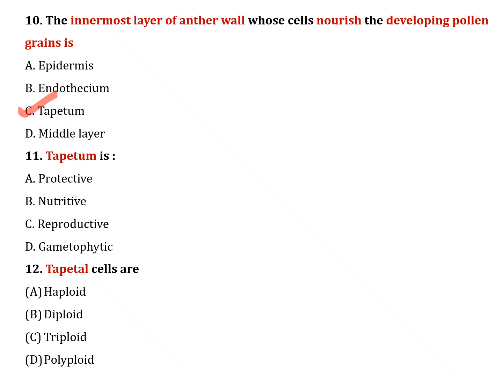The next question number 11. Tapetum is option A protective, option B nutritive, option C reproductive, option D gametophytic. Correct answer is option B nutritive. The next question number 12. Tapetal cells are option A haploid, option B diploid, option C triploid, option D polyploid. Correct answer is option D polyploid.